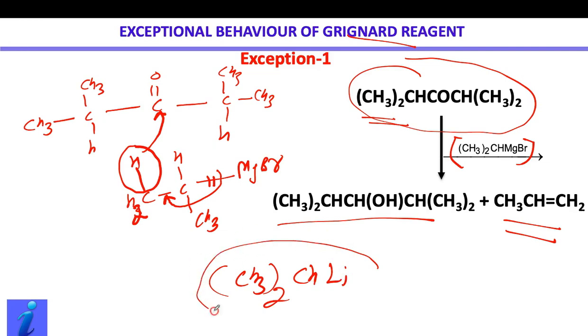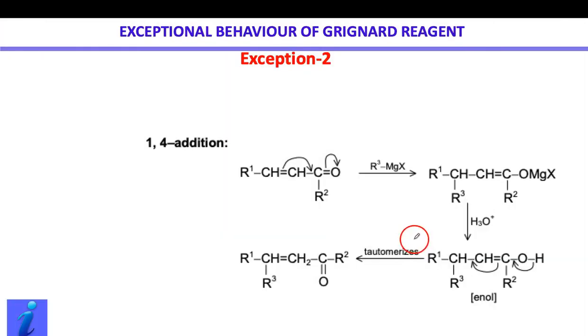So if you take Li group, you will get an alcohol which you want to prepare. So this is the first exceptional case. In the second exceptional case, let us take the example of 1,4 addition. So 1,4 addition, what happened? If you take Grignard reagent, the oxygen atom, magnesium is approached by the oxygen. So why am I saying exceptional?